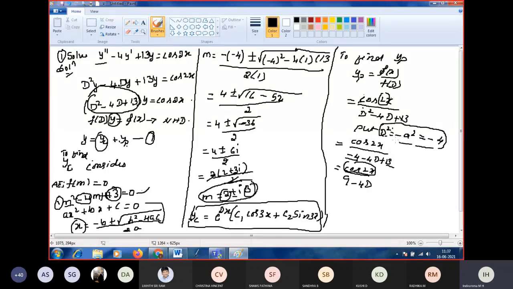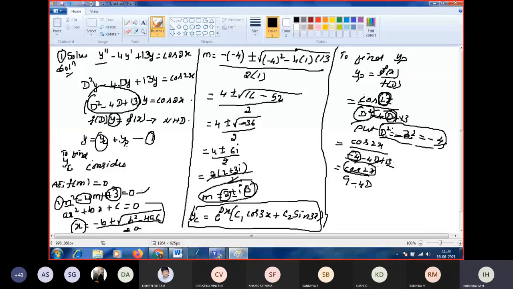We have to replace d square by minus a square. So cos ax, numerator is like cos ax, a is 2. So replace a by 2. So minus 2 square, that is minus 4. In the denominator, wherever you have d square, don't substitute for d, only for d square. So you replace d square by minus 4. Minus 4d you keep as it is, because I am not replacing d, we should retain d as it is. Minus 4d plus 13.